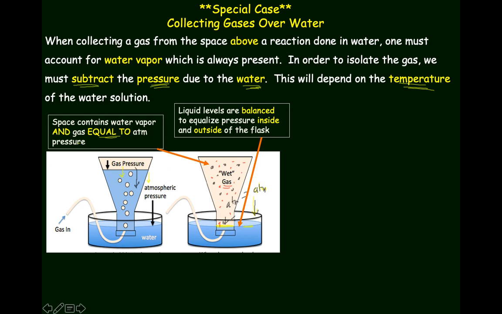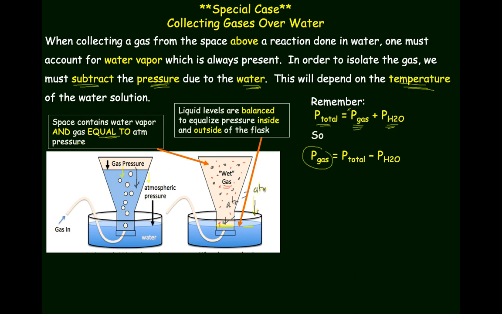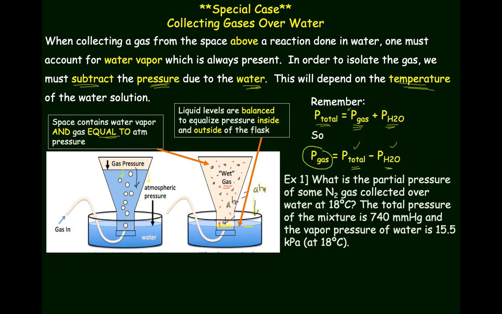None of this is hard to do. It's just really a concept. So what you've got to remember is the total pressure is equal to the gas that you're interested in plus whatever water vapor. So the pressure of the gas you're interested in is whatever the total pressure is in here, minus the water vapor. The question will give you the total pressure and the water vapor, so you just have to subtract them. It can be very wordy, so that's what you have to be careful of.